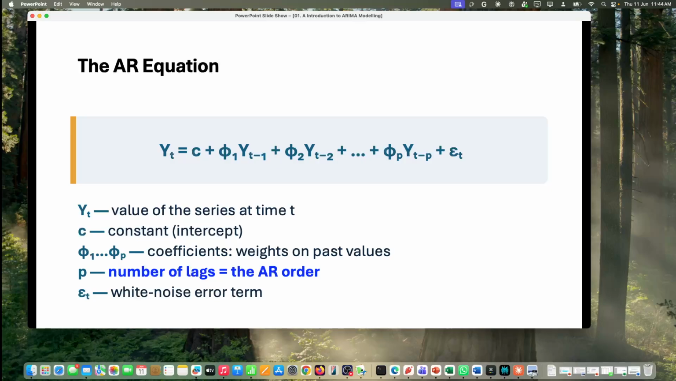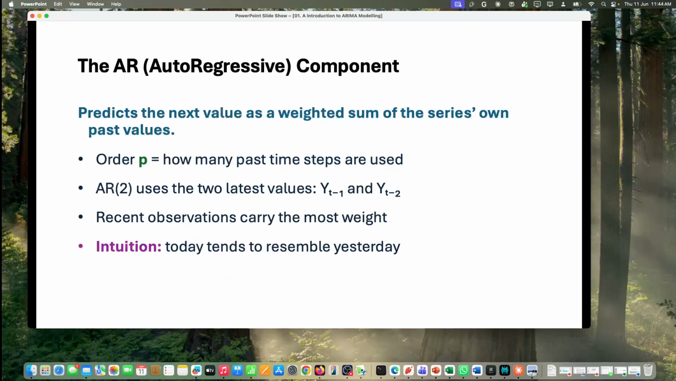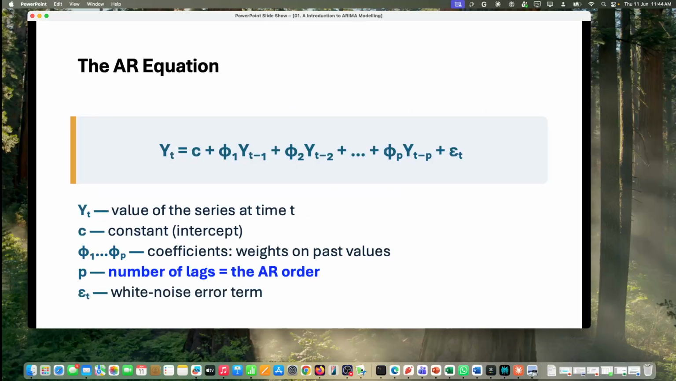So the AR equation, the autoregressive component equation: the value of the series today, yt, is equal to a constant, which we call the intercept, plus phi 1 times yt minus 1, plus phi 2 times yt minus 2, and so on. So how many lags are we going to take? P is the number of lags, the AR order. And then the last one, epsilon, is the white noise error term.